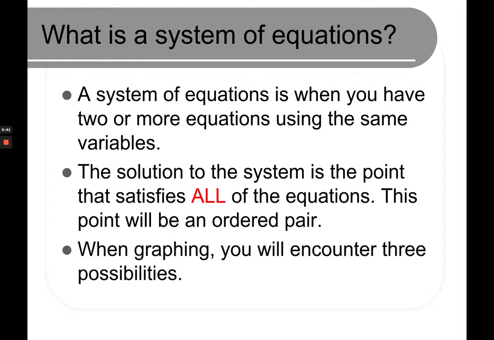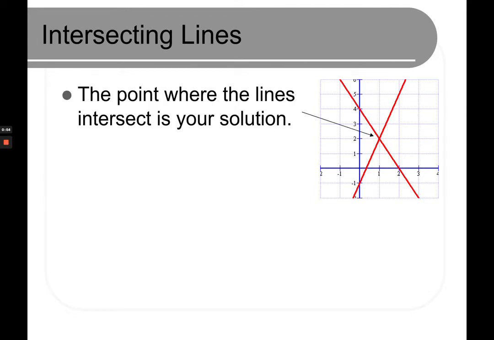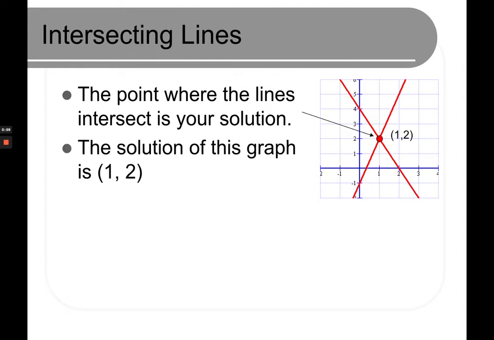When graphing, you will encounter three possibilities. First possibility, you have intersecting lines. The point where the lines intersect is your solution. In this case, the graph shows that given the graph of two equations, it intersects at point (1, 2). X is 1, y is 2.